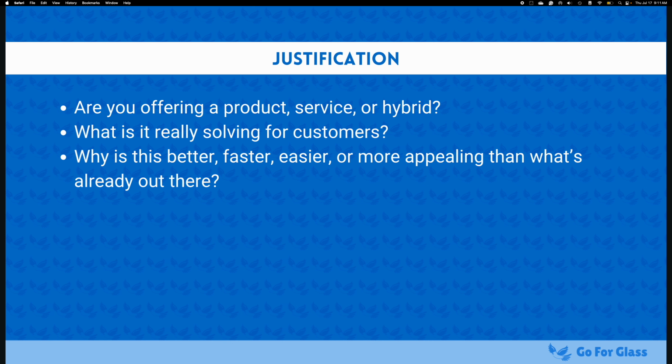Am I offering a product, a service, or hybrid mix? What is really being solved for customers by my business? Why is this better, faster, easier, or more appealing than what's already out there? We never want to just say, we sell candles. Instead, we would want to say something like, we sell locally sourced, toxin-free candles that are designed for sensory-sensitive customers who historically have been an underserved market by major retailers. If you can put in all three of these questions with your answers for justification, you'll have a much stronger argument.